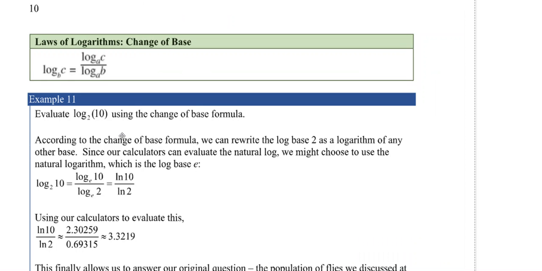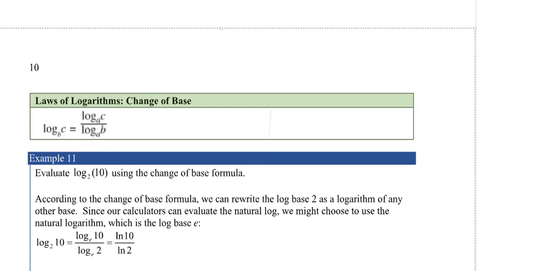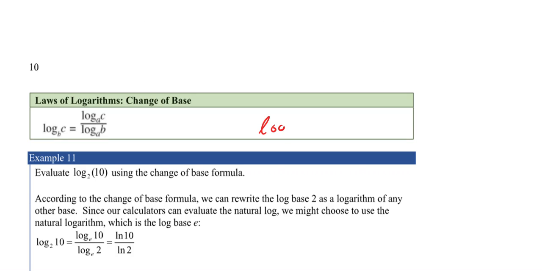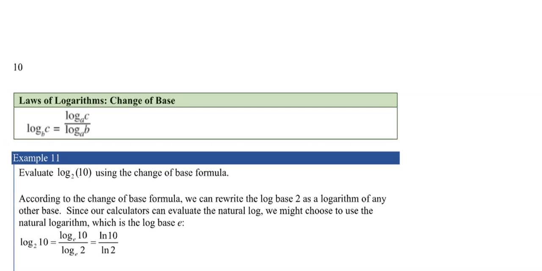Because if we didn't have that, how would I ever figure out what log base 2 of 10 was? This is saying 2 to the power of something is 10, and that's not going to turn out so nice. That's going to be an irrational number, not a nice, perfect number. So how do we solve this? Well, we can utilize the change of base, which is a law of logarithms here.